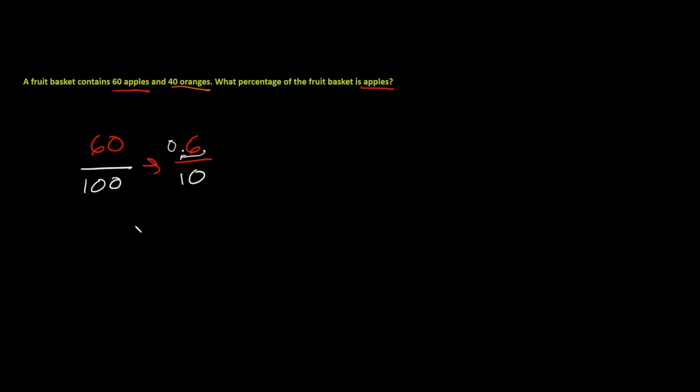So we have 0.6. And now we're in decimal form. We need to turn this into a percentage, because we're looking for percentages here. And remember, in order to turn a decimal into a percentage, we need to multiply by 100. When you multiply by 100, you're moving the decimal place two places to the right. So that is going to leave us with 60. And remember, we're talking in percentages here. So our answer to what percentage of the fruit basket is apples is 60%.